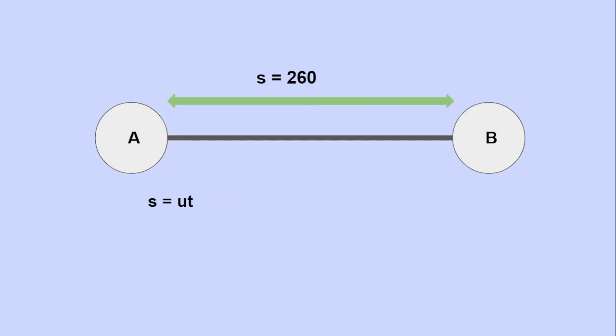We have the equation S equals UT. That works when there is no acceleration. If we divide both sides of that equation by U, we get T equals S divided by U. Or, in the previous example, T equals 260 divided by 520. T equals 0.5.